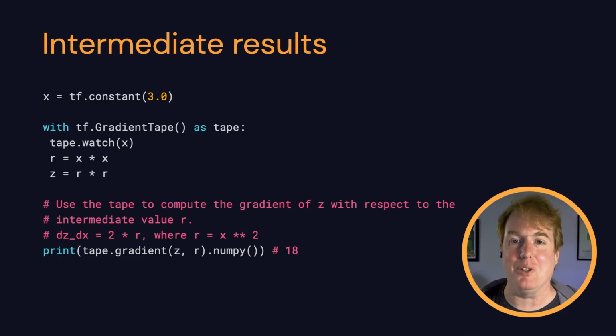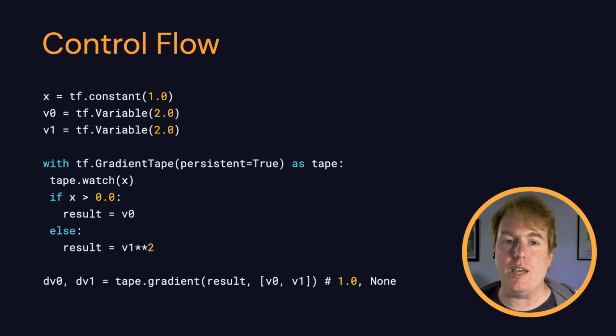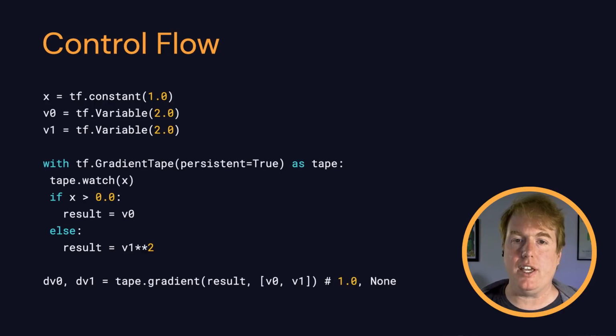Stop the video there if you want to check my math. Control flow is no problem either. The gradient tape only records what computations actually took place, so the flow control is invisible to it. In this case, we have a simple branch, which uses either v0 or v1. Since x is 1, it's greater than 0, so we go down the first branch.